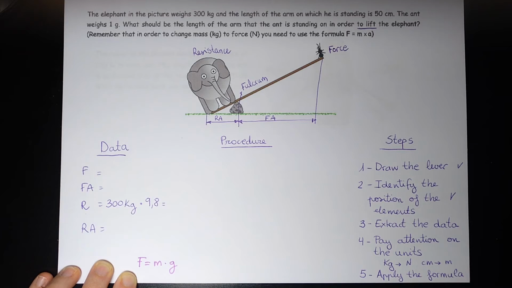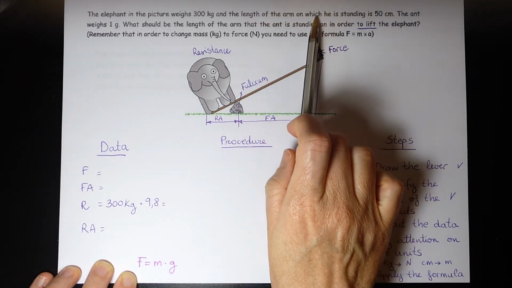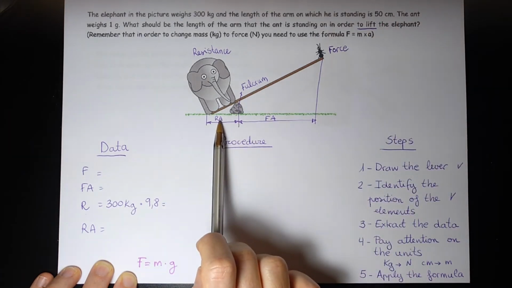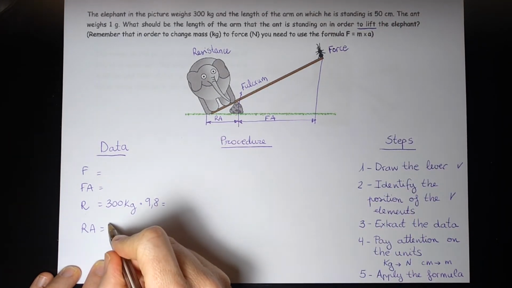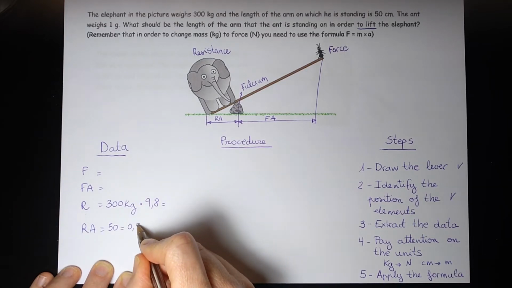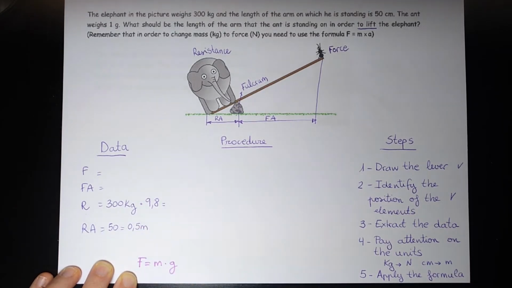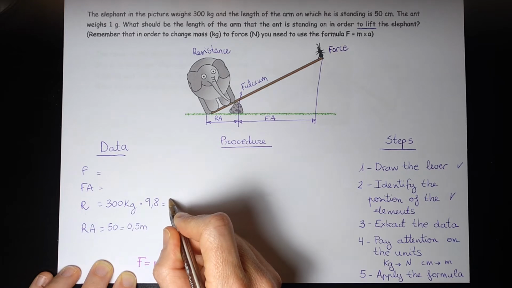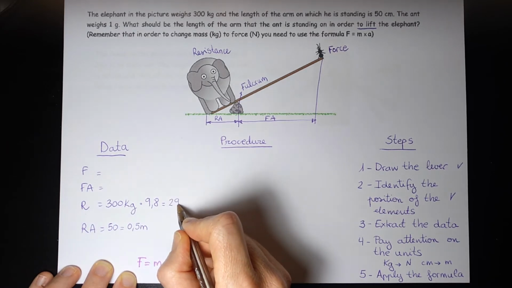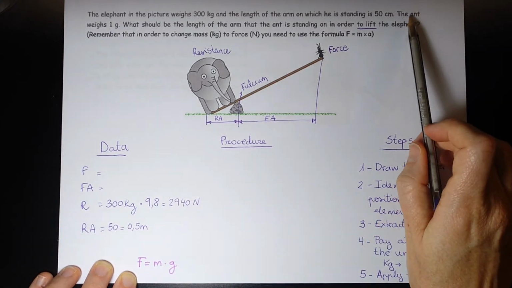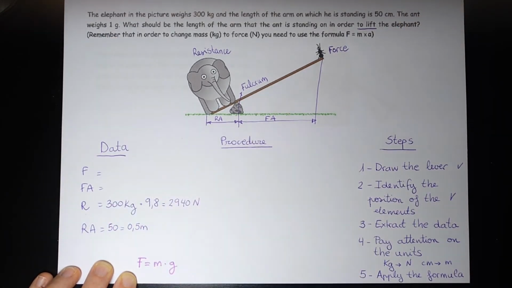The length of the arm on which the elephant is standing is 50 centimeters, so it means that 50 centimeters is 0.5 meters. And the solution of this is 2,940 newtons.